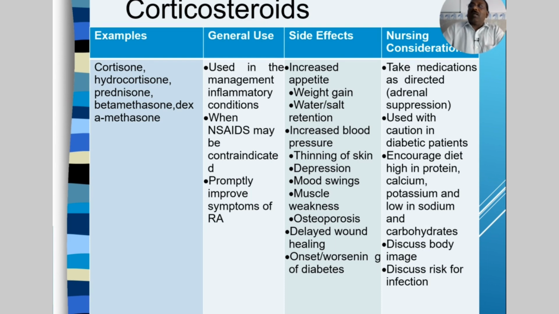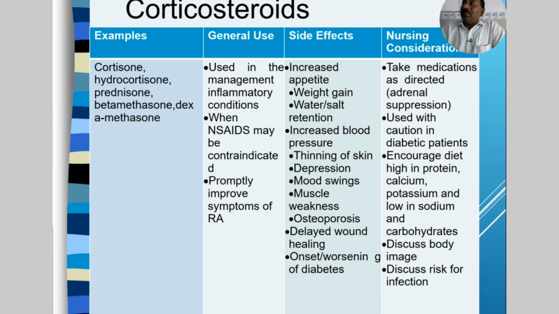When NSAIDs may be contraindicated, suppose in the gastritis population, where the NSAIDs are contraindicated, you can use a small dose of the steroids to tackle the disease. Even though the steroids may also cause gastritis, they promptly improve the symptoms of rheumatoid arthritis. Excellent response. If you start with prednisolone 20 milligrams BD or TID, all the pains are gone for a short period. So what are the side effects?